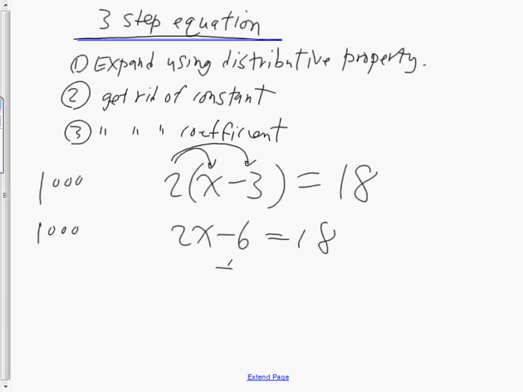I'm going to add 6 to both sides. That gets rid of my constant. I'm going to divide both sides by 2 to get rid of my coefficient, and I get x equals 12.